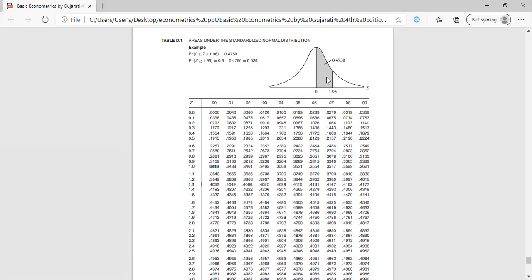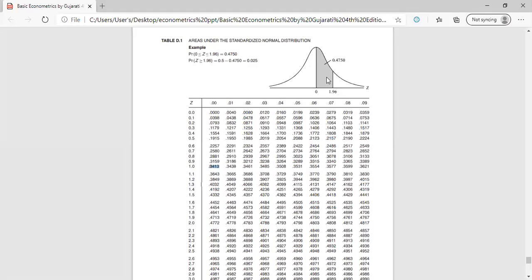We are looking at the probability, and obviously probability and the values of Z are not the same. The values of Z go from minus infinity to plus infinity. However, probability cannot be negative. Probability is always between 0 and 1.